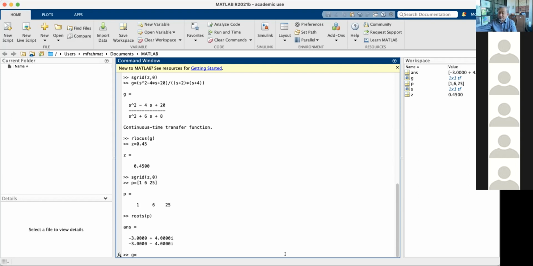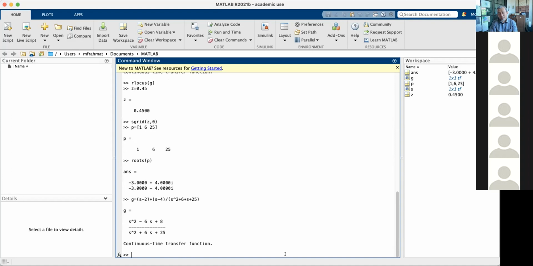Faris, Haikal. Yes, doktor. Nak draw. A1, so S minus 2 multiplied S minus 4. Nah, sebenarnya S plus 2 square plus 6 multiplied by S plus 25. Plus 25. Then R locus G. Kan? R locus G.